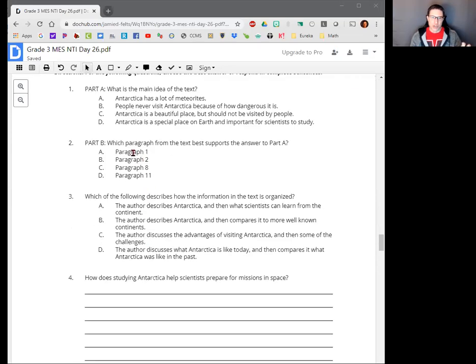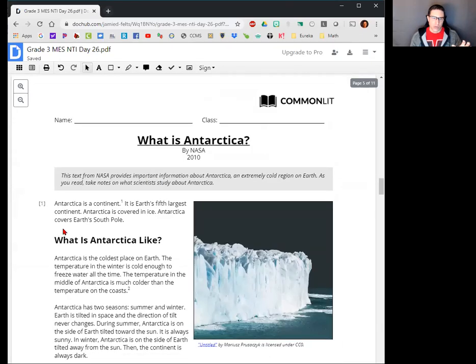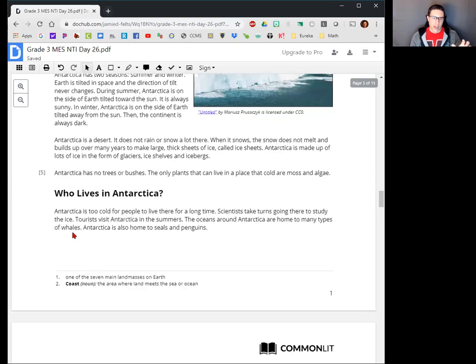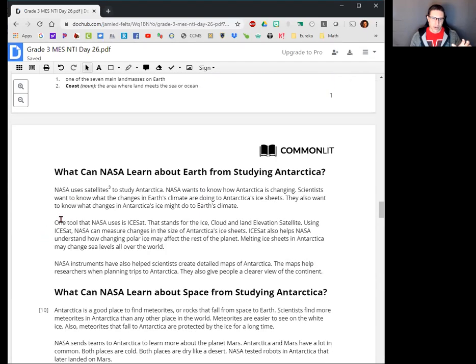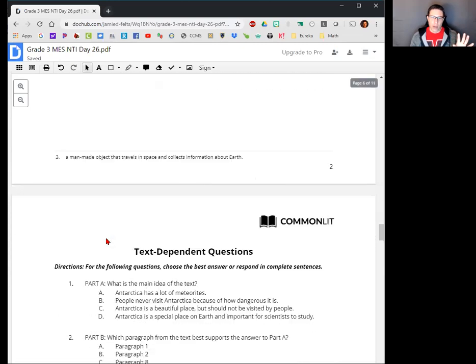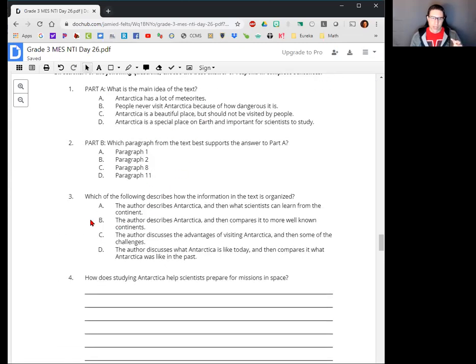And then 2 asks you to figure out which one of these paragraphs supports the answer, the main idea. So go back to paragraph 1, 2, 8, and 11. Remember to count those down. We've got 1, there's 2, 3, 4, 5, 6, 7, there's 8, 9, 10, and then there's 11. So one of those 4 paragraphs should have helped you quite a bit.